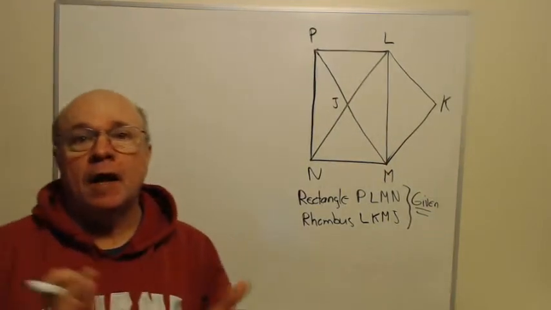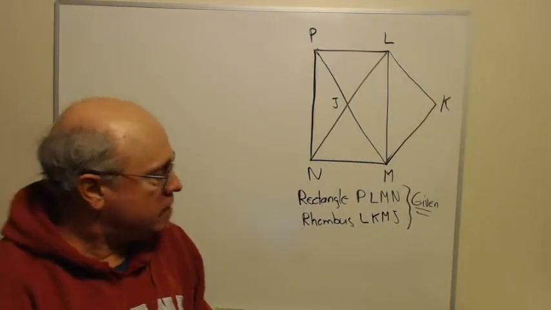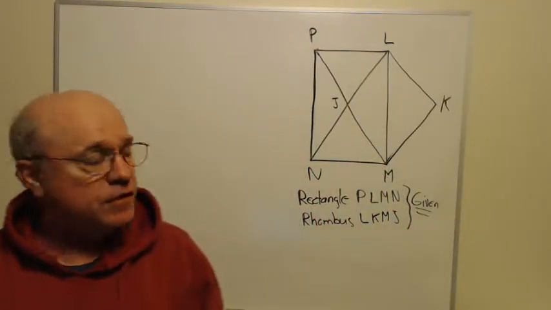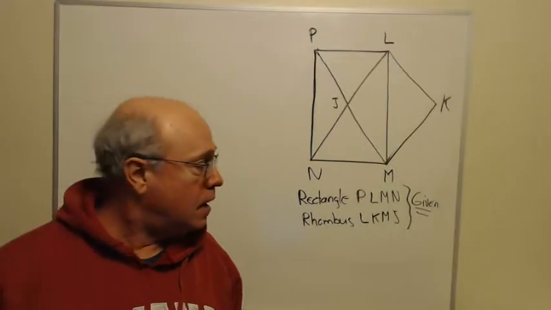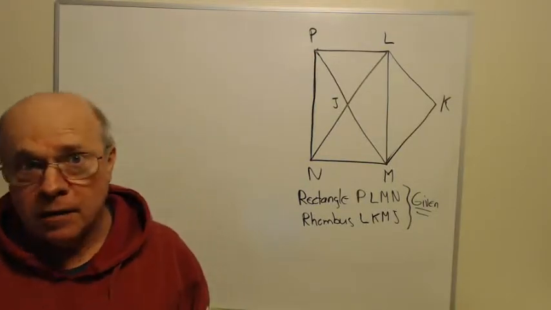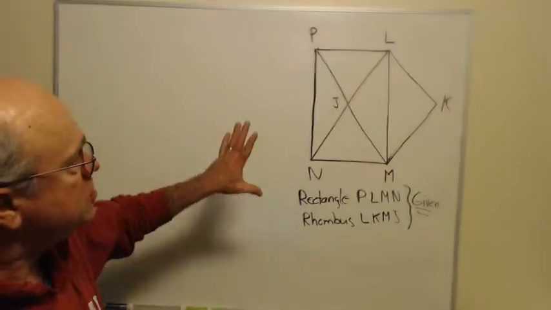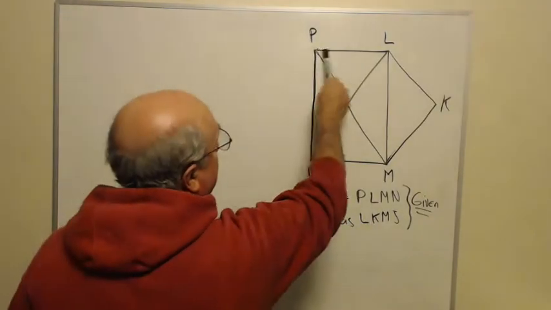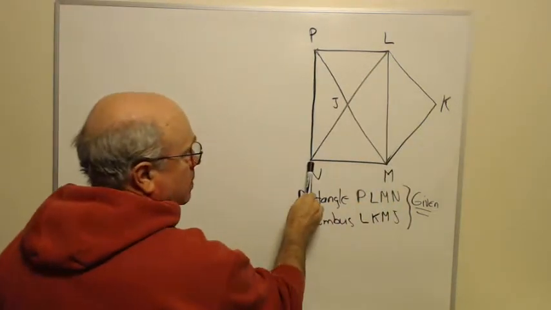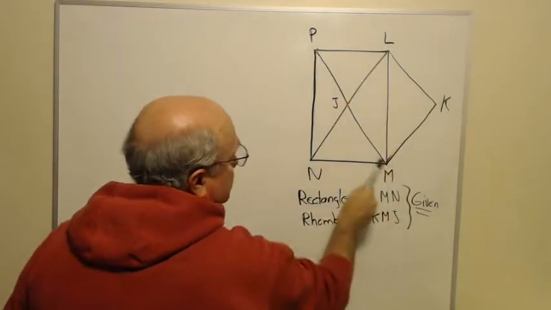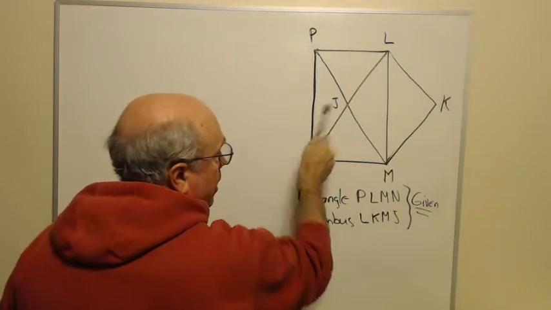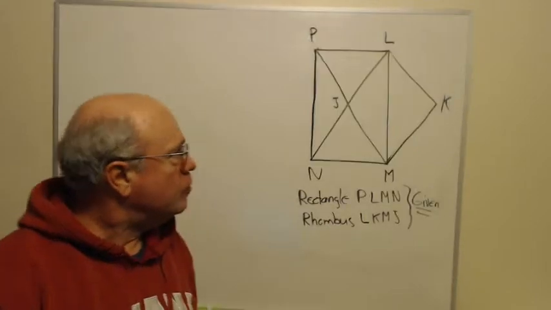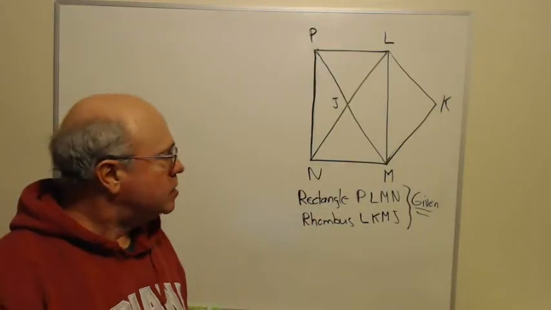Hi again. We're going to take a look at problems 48 through 52 on page 437. These are problems dealing with the properties of rectangles and rhombi. So they gave us in this picture that we have a rectangle named PLMN, and overlapping with it is a rhombus LKMJ, and they ask a series of questions regarding segment length, etc., or angle measures.